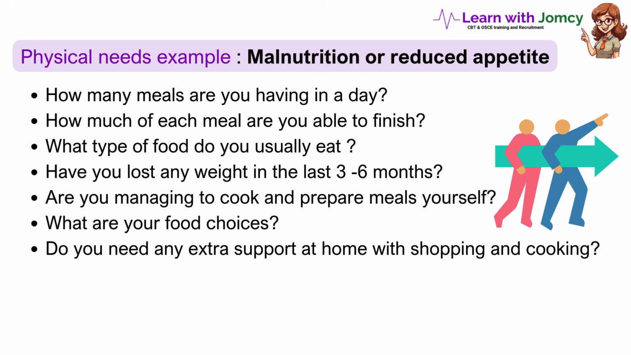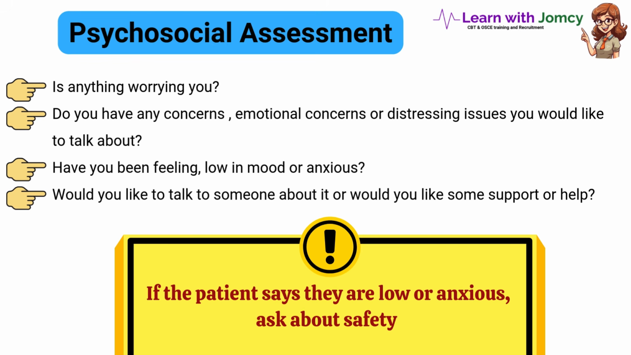For example, if your patient scenario indicates poor appetite or malnutrition, focus deeper on food intake. You can ask, how many meals do you have in a day? How much of your meals are you able to finish? What type of food do you usually eat? Have you lost any weight in the last 3 to 6 months? Are you able to cook and prepare the meals yourself? Also, check for social factors. Do they have support for shopping or cooking? This helps you identify the risk and plan the safe interventions.